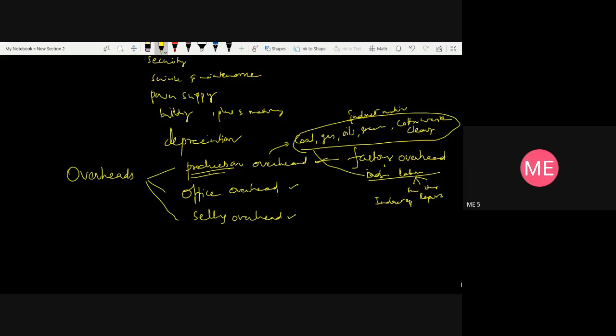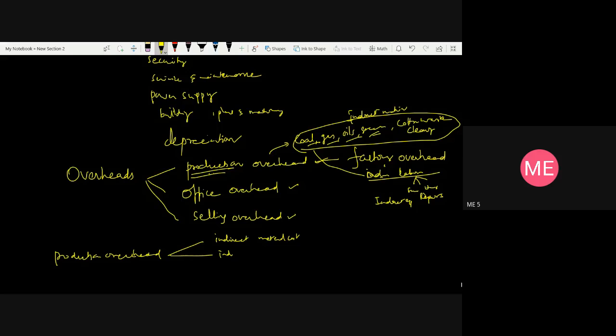Repairs and maintenance, plant maintenance, power supply, and transportation expenses will all come under production overhead, which are indirect expenses. Once again, production overhead is divided into three parts. One is indirect material, as we discussed. Some coal, gas, oils, grease, and cotton waste are required. All these indirect material costs will be taken into production overhead.